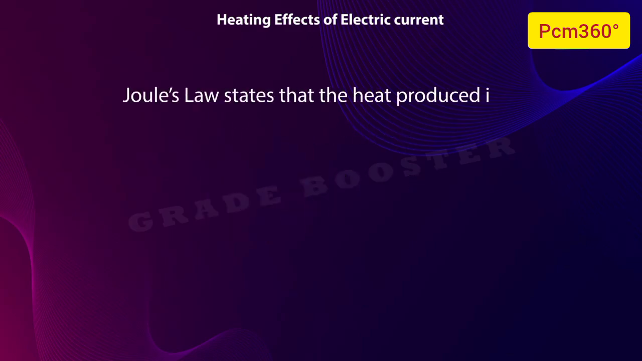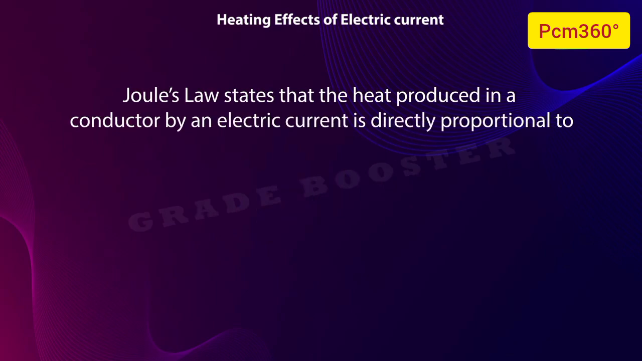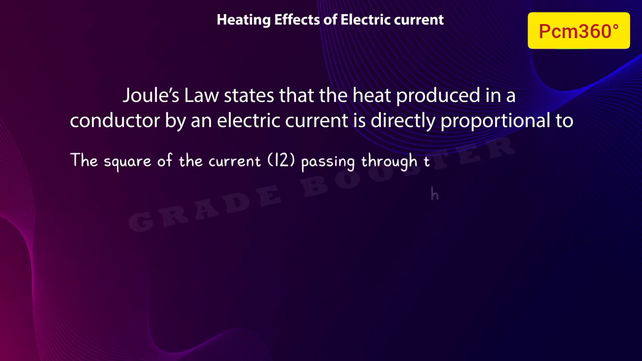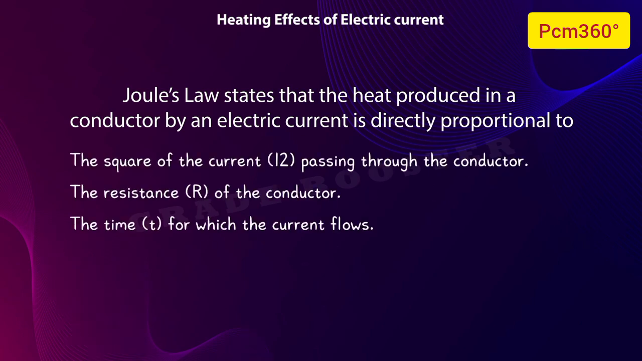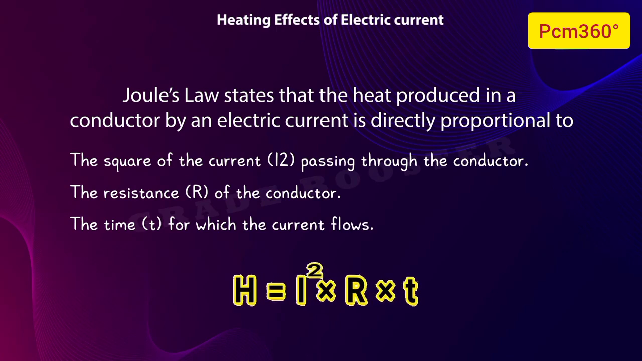Joule's law states that the heat produced in a conductor by an electric current is directly proportional to the square of the current passing through the conductor, the resistance of the conductor, and the time for which the current flows. That means H = I² R T.